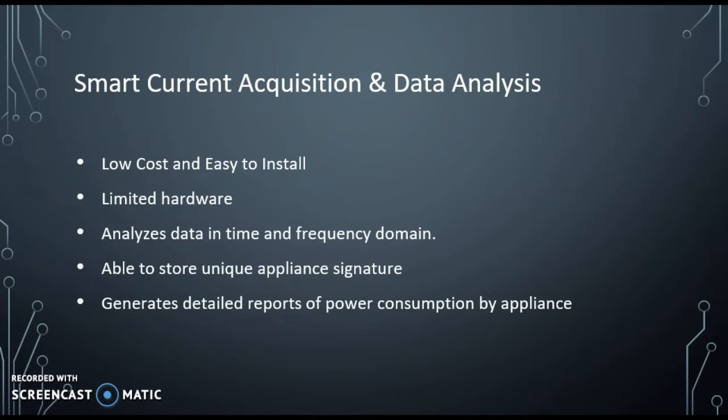Now, SCADA stands for Smart Current Acquisition and Data Analysis. The concept is that this will be a low-cost, easy-to-install power monitoring device that a residential user can install on their home's breaker panel to get a better idea of their power usage habits.